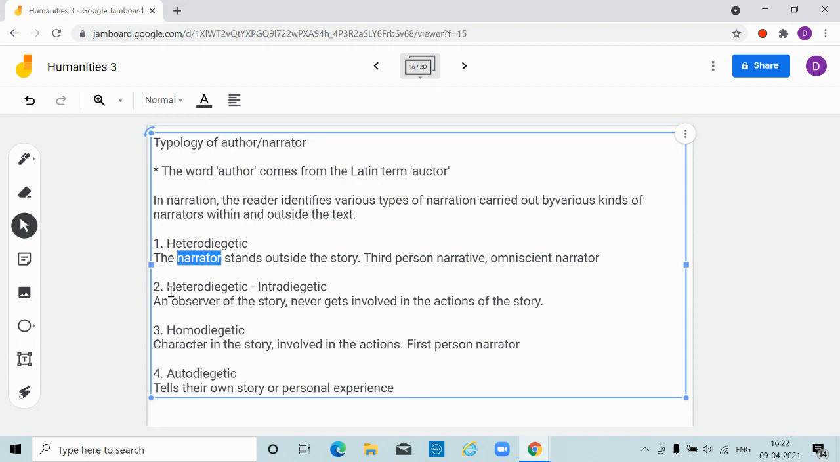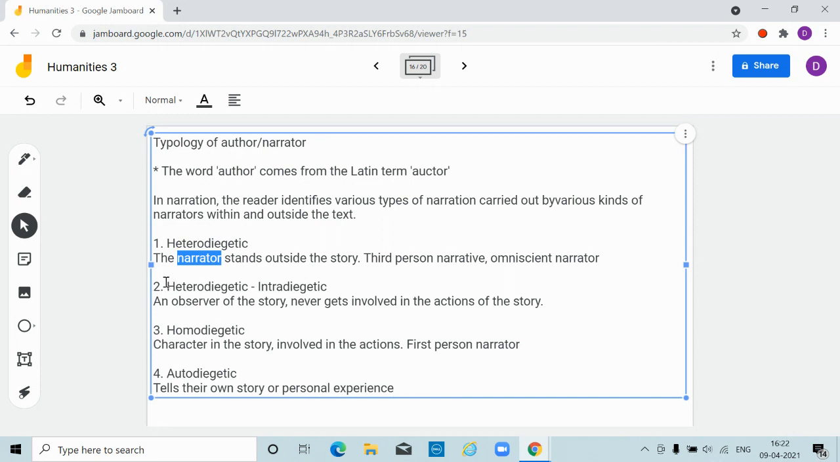Now, in folk tales and fairy tales, when a story starts like "once upon a time in a land far, far away," that is omniscient narration, because the person who is narrating is not a part of the story.